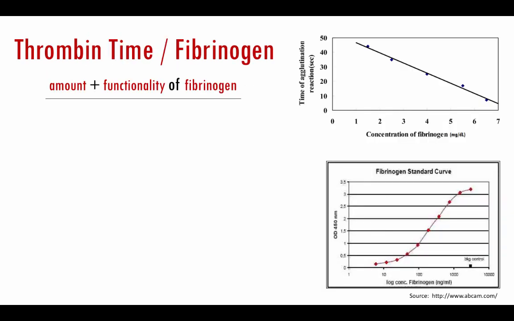And sometimes we want to just know what's happening in the common pathway, and that's where a thrombin time or fibrinogen assay comes in. It really just looks to see how is the fibrinogen. Is it present? How much do we have? Is it actually working, the stuff that we've got? And so you'll do what's called the thrombin time or fibrinogen assay just to figure out what's up with fibrinogen.